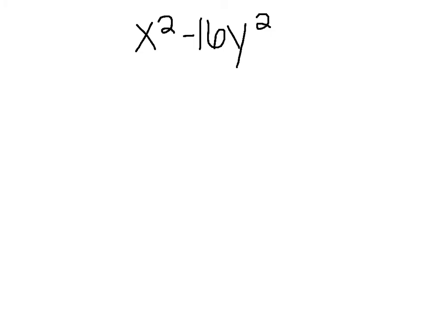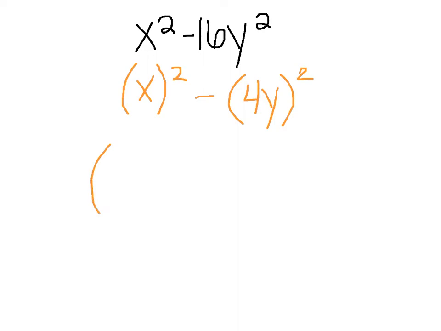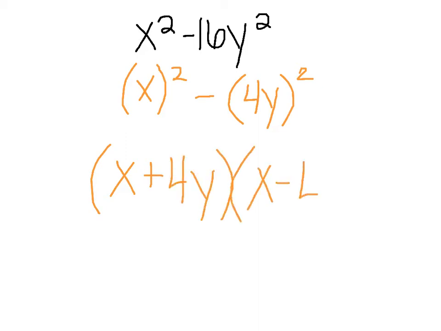All right, given x squared minus 16y squared. Again, I'm going to look, is there a GCF? No, there's not. Is it 2, 3, or 4 terms? It's 2 terms. So I'm going to factor a binomial. Is it a difference of squares? Well, x is being squared. It is a minus sign. And here I have 4y squared. So these are my a and my b. x is my a, 4y is my b. And I'm given x plus 4y times x minus 4y. And this is my fully factored form.